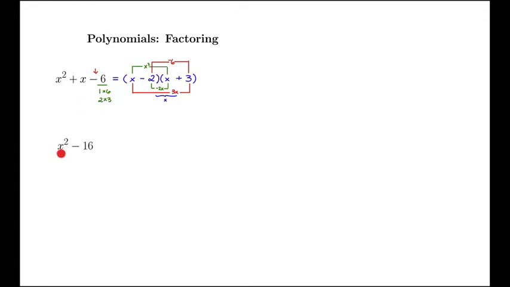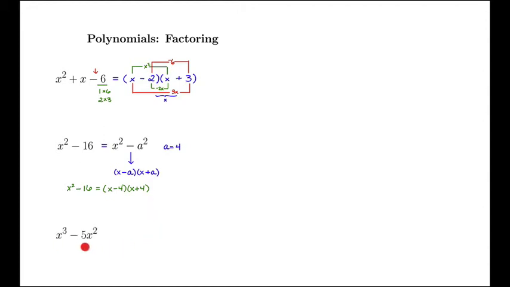Another type of factoring we'll need to be comfortable with is one that looks like x squared minus 16. This is a special form of the difference of two squares. So let me write that in general as x squared minus a squared, and we see that for our particular problem, a is equal to 4. The form for factoring x squared minus a squared is x minus a times x plus a. So applying that form using a equals 4, we see that x squared minus 16 is equal to x minus 4 times x plus 4.